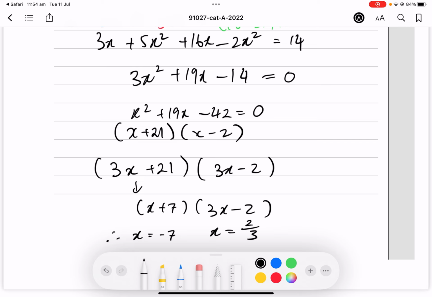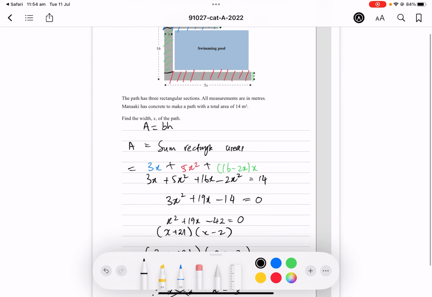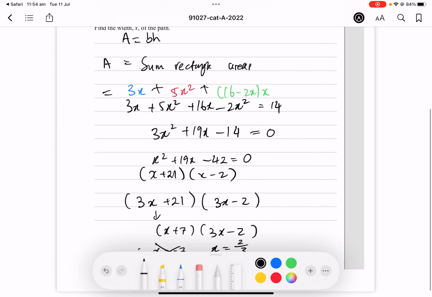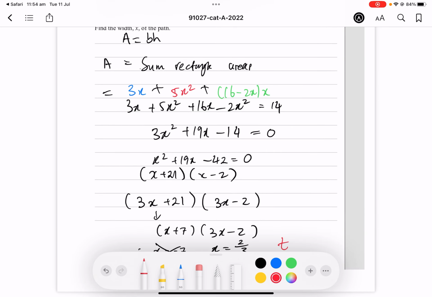We know that x equals negative 7 is not correct because it gives a negative value for the length of the pool. And that doesn't make any sense geometrically, so we're going to reject that solution. So the answer is x equals 2 over 3. We can get an excellence level grade for this correct answer here.